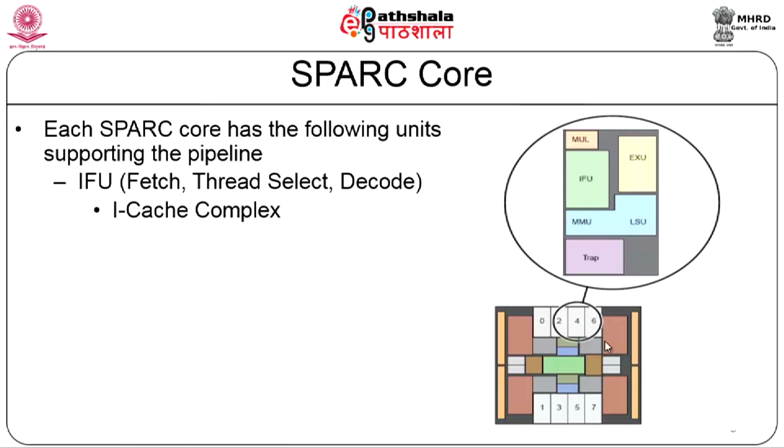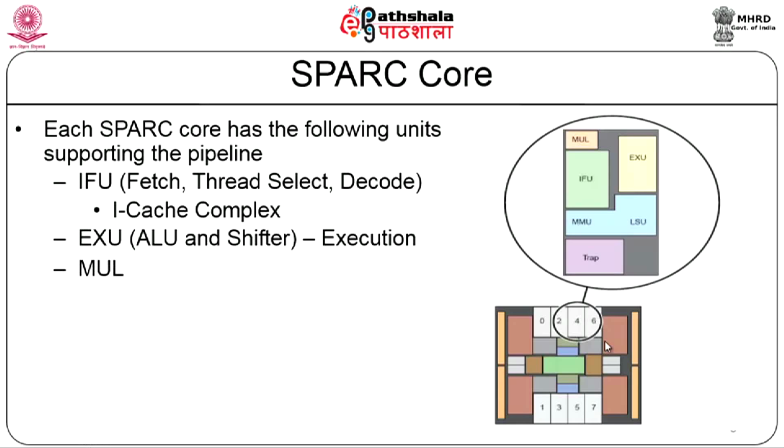So, if you look at a SPARC core here, it has the following units supporting the pipeline. You have an instruction fetch unit which does the fetch operation, which does the thread select operation, deciding which thread is to be executed in that clock cycle. It controls the decode operation. It has the I-cache complex there. Then you have the execution unit, which consists of an ALU and a shifter unit for execution purposes.